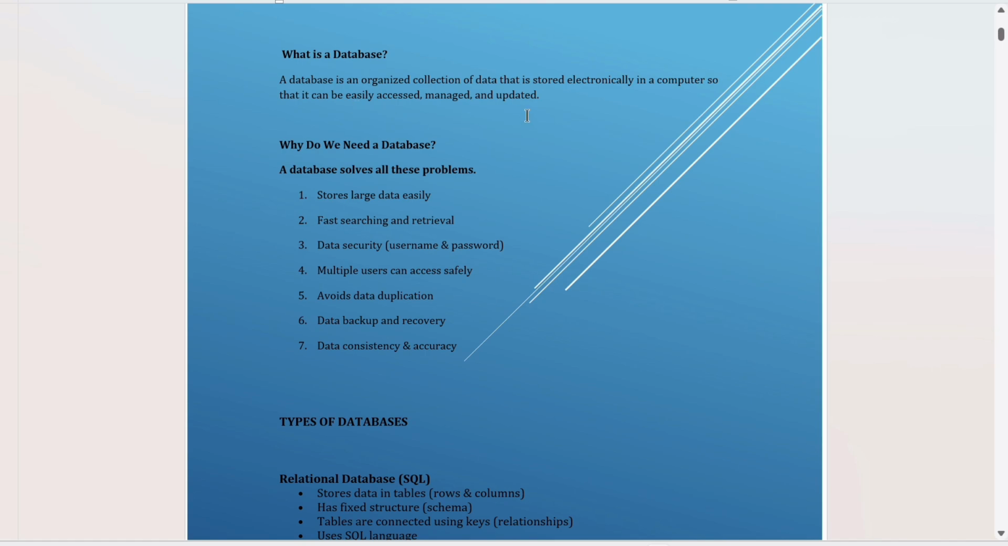Like if we take the example of a library, the library acts like a database. In a library we store the books in an organized manner, right? So whatever book we require, we can easily get that book whenever needed. It is only possible when we store the books in an organized manner, right?